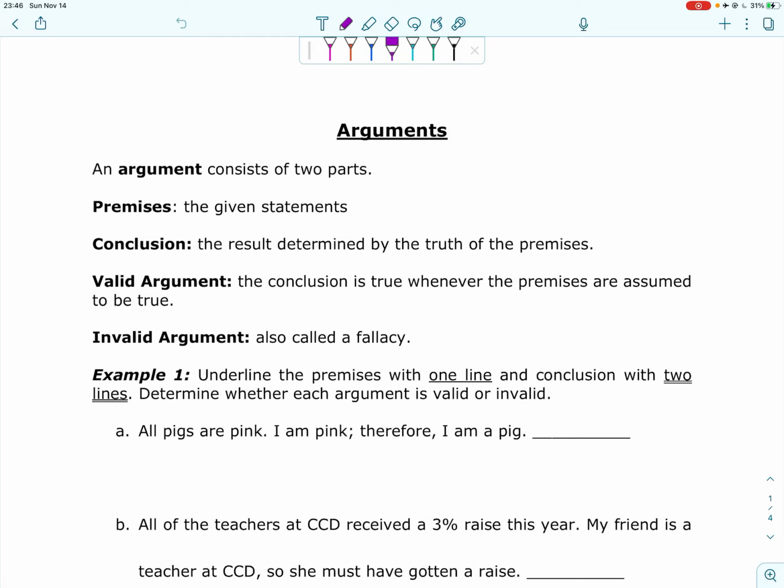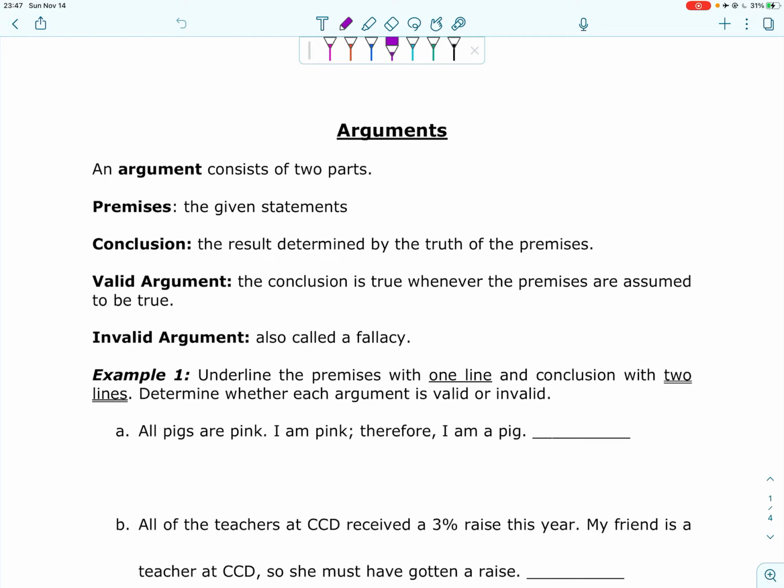All right, the last section we have is over arguments. An argument consists of two parts. There is the premises, which is the given statements, and the conclusion, the result determined by the truth of the premises. A valid argument occurs when the conclusion is true, whenever the premises are assumed to be true. An invalid argument is also called a fallacy.